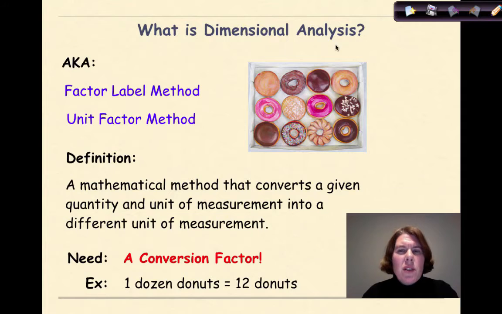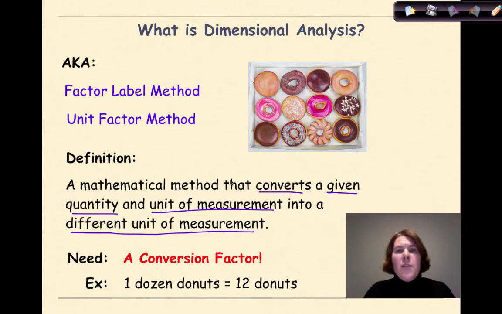So what is dimensional analysis? Dimensional analysis also goes by the names of factor label method, unit factor method, and really dimensional analysis is just a mathematical method that converts a given quantity and unit of measurement into a different unit of measurement. So we have a quantity with a unit, and all we're doing is converting it to a different unit. So what do we need here? We need a conversion factor.